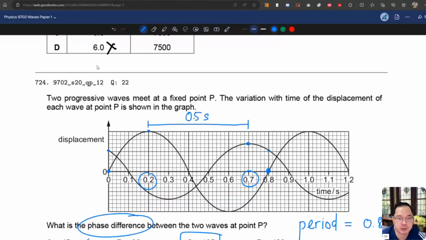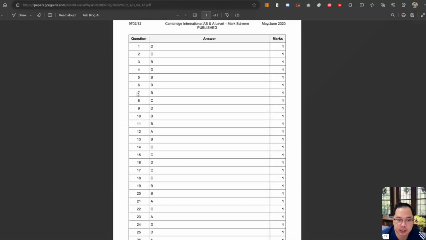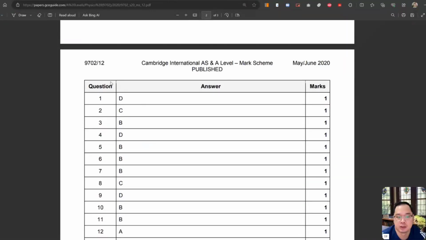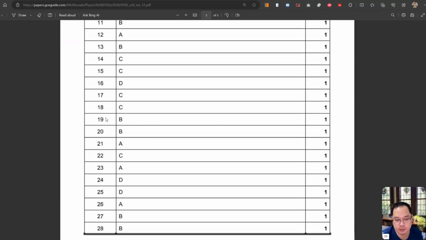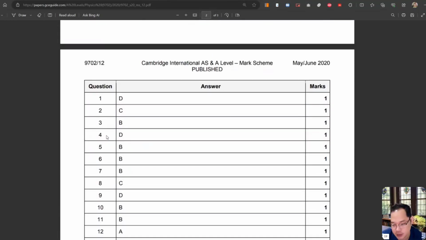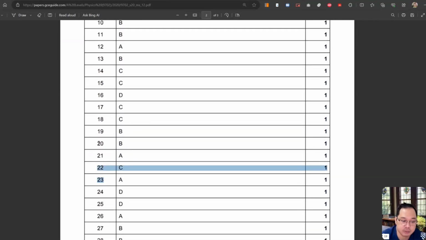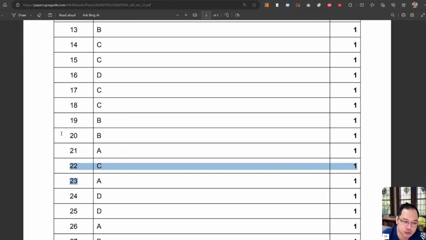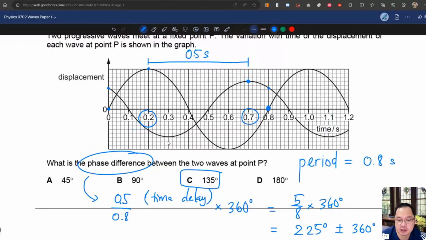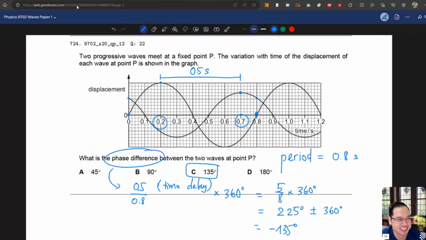Question number 22. Okay, by the way, in a paper 1, the order of the questions from 1 to 40 is arranged in the order of the topics that you learn in the syllabus, from kinematics to dynamics to Newton's law, energy, momentum, and then to thermal physics and waves, in the order that you study in school. So usually the question about waves is in the middle. Question number 22, 23, etc. 22, answer C, 135 degrees. Okay. I erase it.